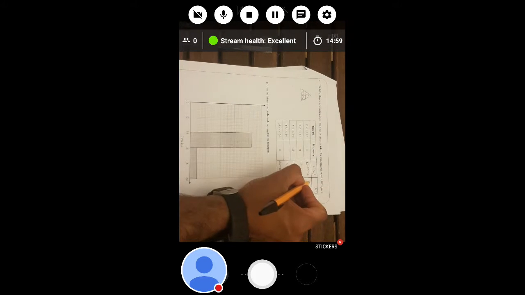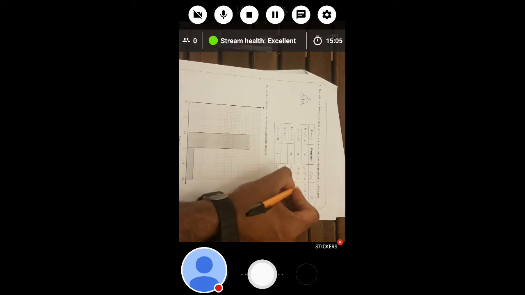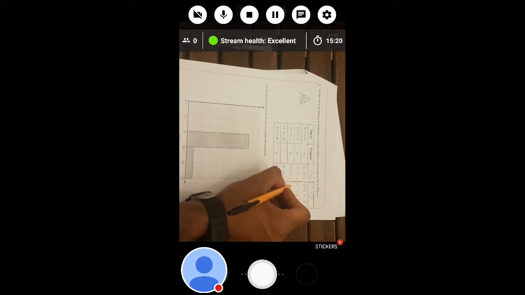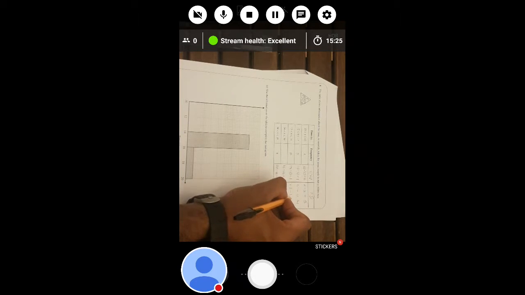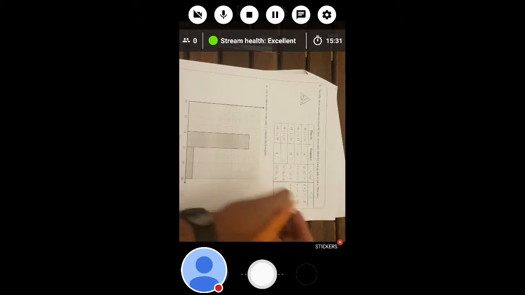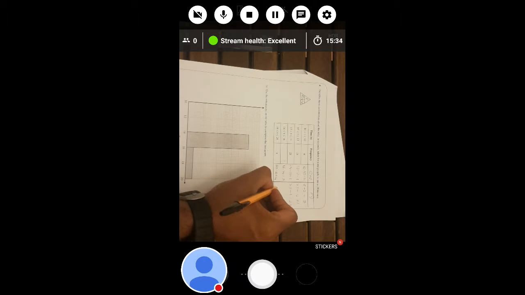So frequency, which is 6, divided by class width is 3. Here this one is 21 divided by 1, 21, and then 23 divided by 1, which is 23. This we don't know, we have missing information. And this one is 8 divided by 4, which is 2.